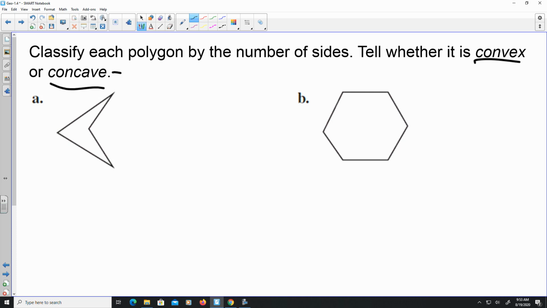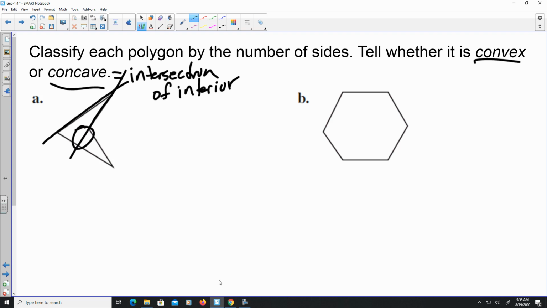So just remember that concave means intersection of interior. If you check every single side of a polygon and it does not intersect, then it's going to be convex. So if you look at example A, if I put my straight edge here, it doesn't intersect. But if I go onto this side, oh look, here's the intersection. It only has to occur on one line segment, so this particular polygon is concave.